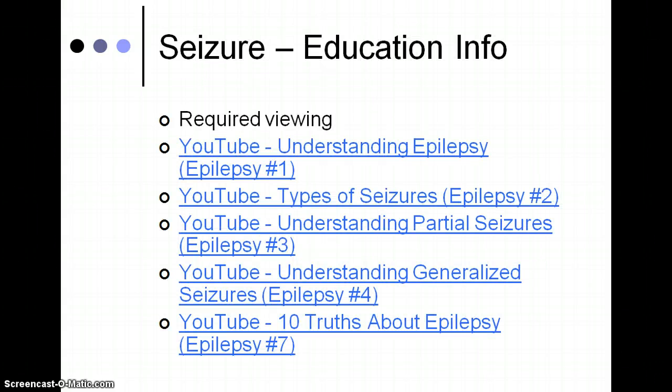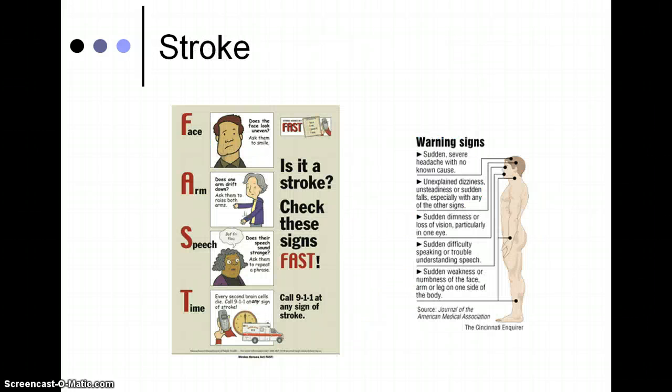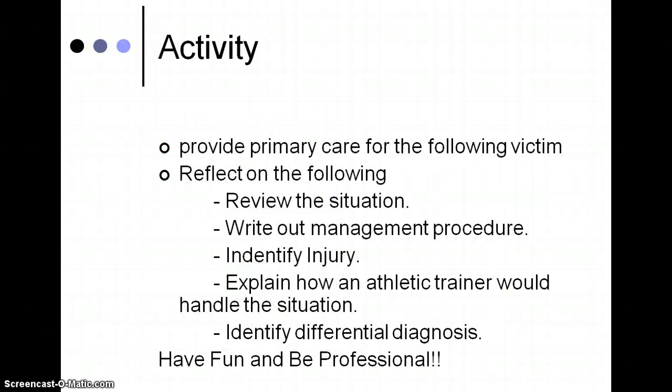Here are some YouTube videos that you can look at to tell if they're having seizures like epilepsy and the different types of seizures. Make sure you review these. To tell for stroke, you want to look at the cardinal signs, which is also called FAST. You look at their face, arm, speech, and time.